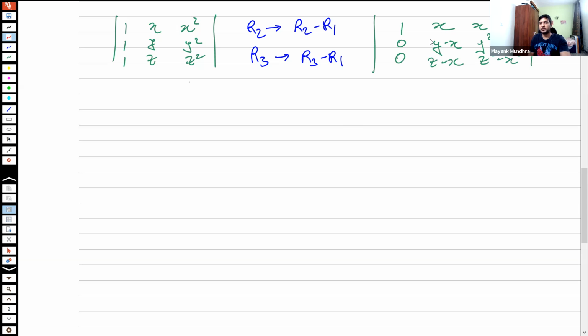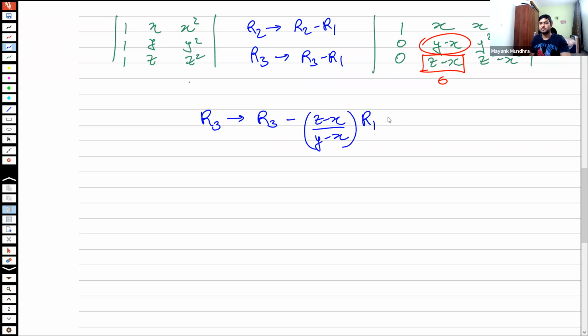After this, I have to make this term 0, pivoting on this one. So the row operation which gets this done is simply row 3 goes to row 3 minus z minus x upon y minus x times row 2. It's very forcible, right? I'm forcing it. That's what you can call it. It's very forcible, but that's how you can do it, and that will get your job done.